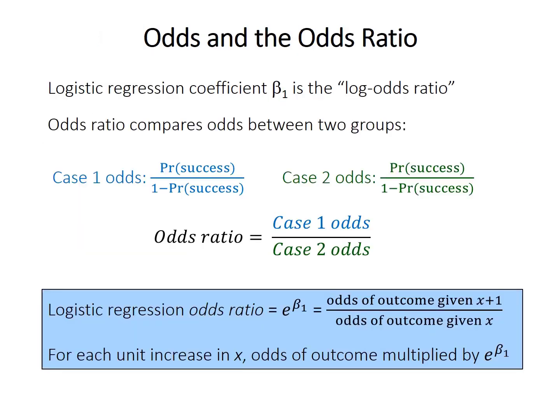Okay, well, back to our coefficient. So this logistic regression coefficient beta 1 is something called the log odds ratio. So this is different than the log odds because an odds ratio is comparing the odds between two different groups. So for example, we can say in case 1, the odds are the probability of success divided by 1 minus the probability of success. That's the definition of odds. And we can have the same in case 2, same way that odds are calculated. And so the odds ratio is just the ratio of the odds for case 1 divided by the odds for case 2.